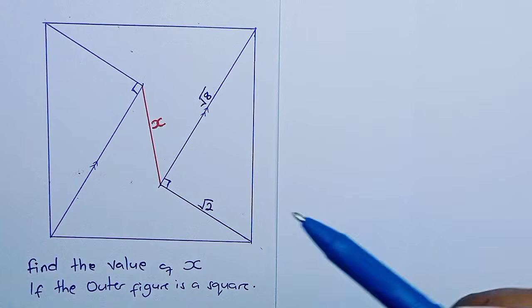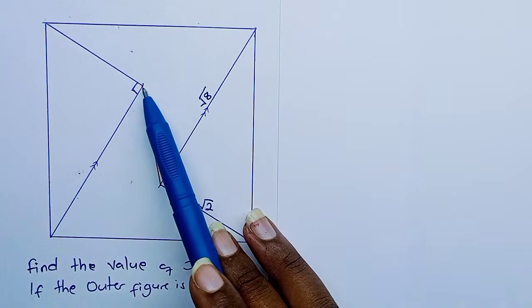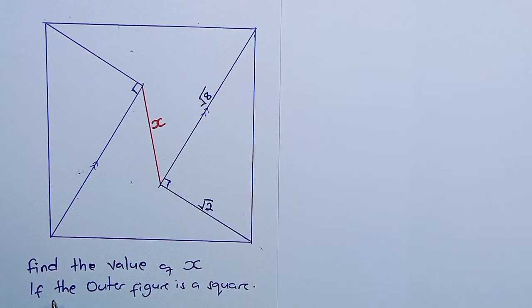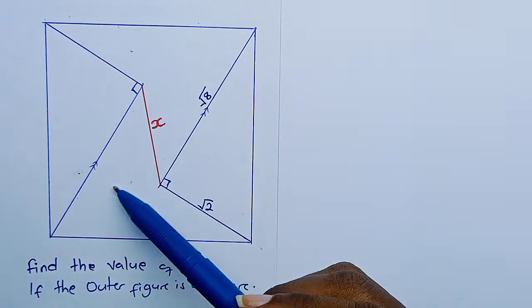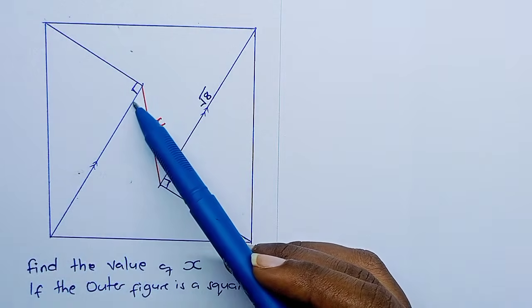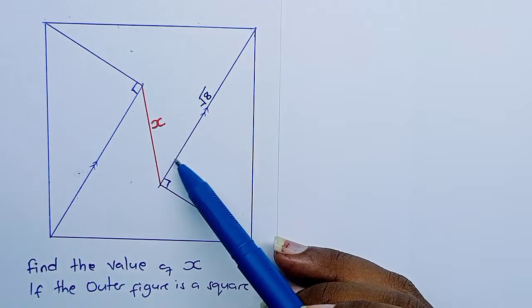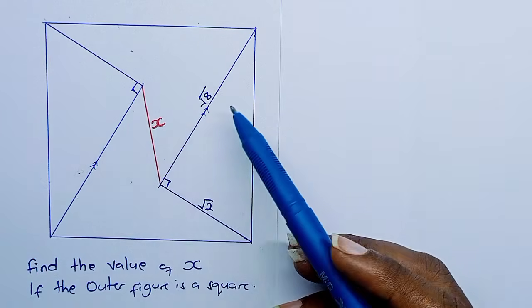In this video, we have been told to find the value of x. So x is from this point to this point, and they're telling us that the outer figure is a square. So this here is a square. And also don't forget to realize that this line is parallel to this line. Okay, that's a condition. They've told us this line is parallel to this line.